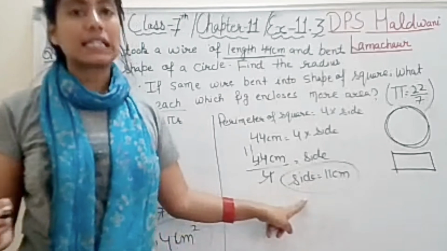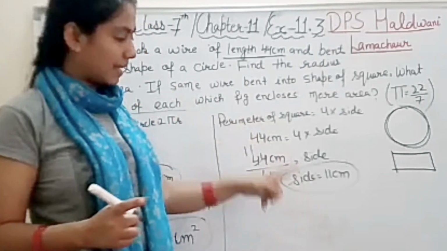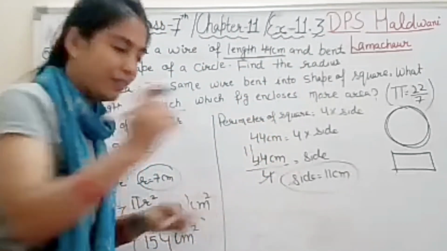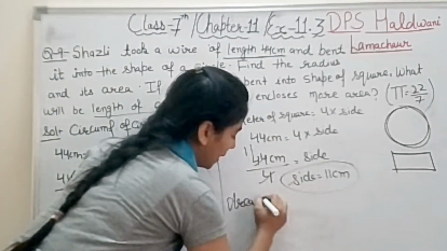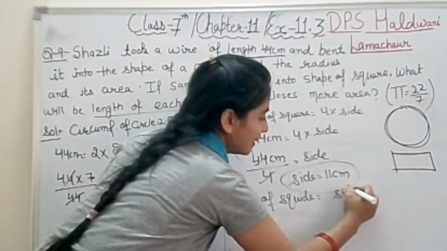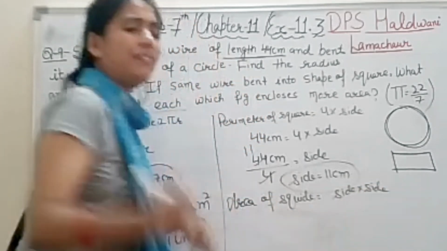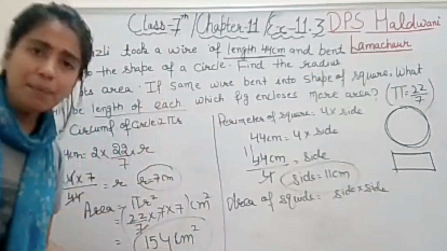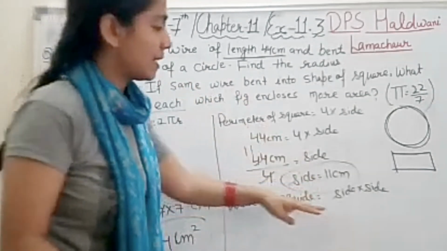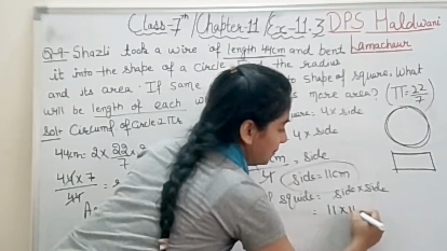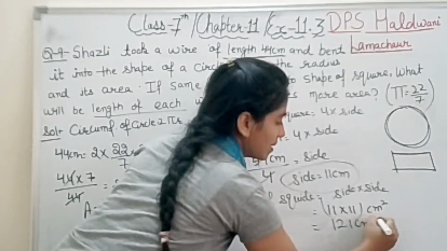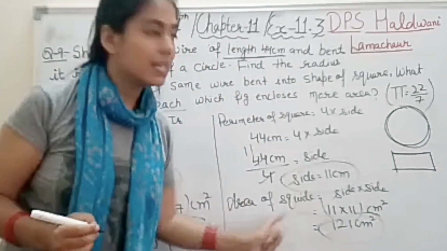Now this is the length of each side. Now we have to compare the area, so area we will also find out for the square. Area of square is side into side. See student, everything is the same, you know everything, but the question became lengthy. So you will solve it step by step. Side into side, 11 into 11 centimeter square. So 11 elevens are 121 centimeter square. So this is the area of the square.